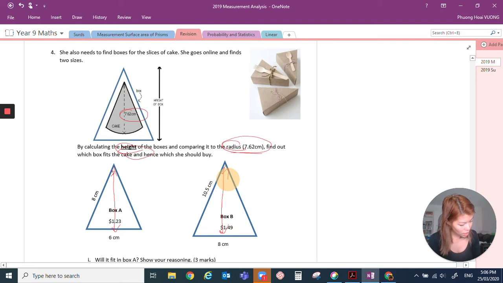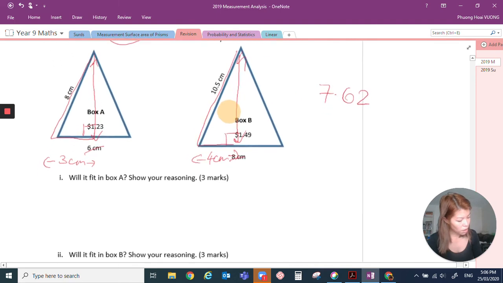So how do I find that height? We can see that there is a right angle triangle there and a right angle triangle there, where this side is 3 centimeters for this half of the base, and this side is going to be 4 centimeters for that half of the base. So using Pythagoras theorem, we're going to compare it to that 7.62. Let's scroll up.